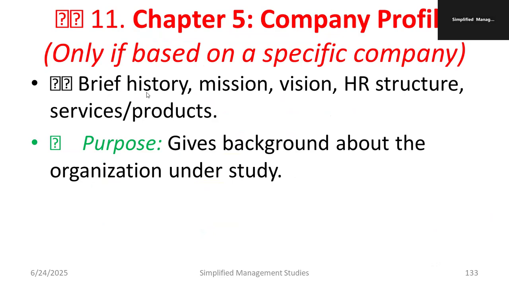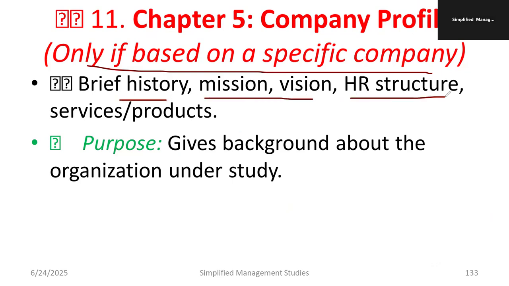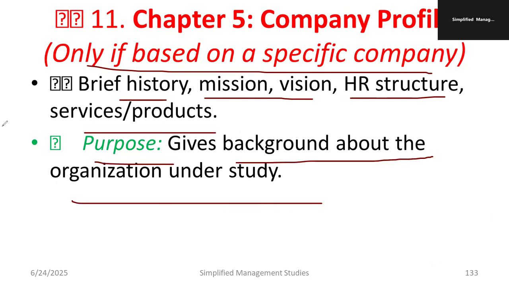Now, chapter 5 will be mainly talking about the company details, organization details. Suppose you complete the project in a company, it is desirable that the history of the company, mission and vision of the company, the entire HR structure, services and products, etc., should be explained in an elaborated fashion. Because if you are doing the project in a company, definitely they have supported you. You should understand the structure of the company, the purpose. It gives the background about the organization under the study.